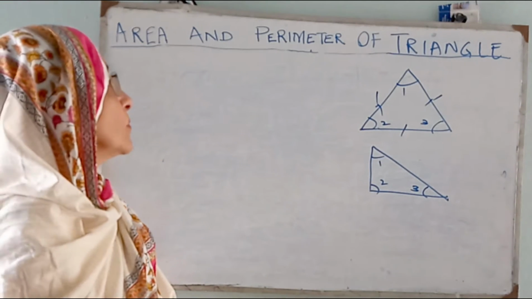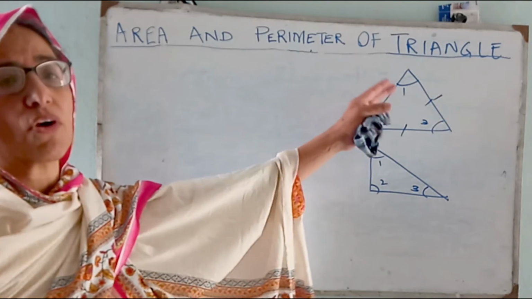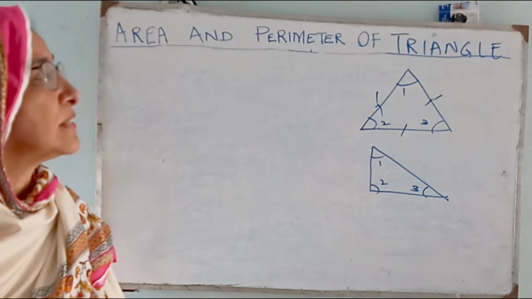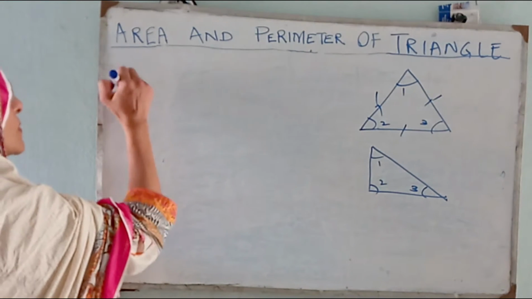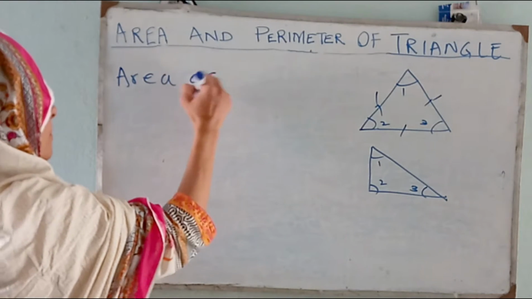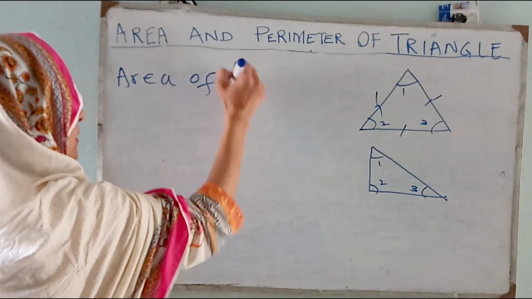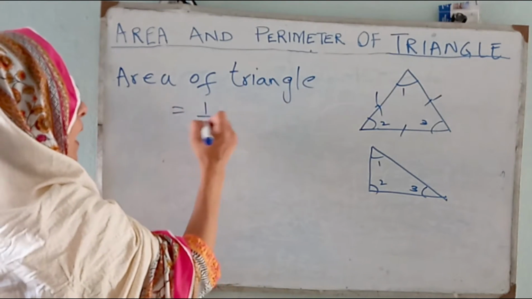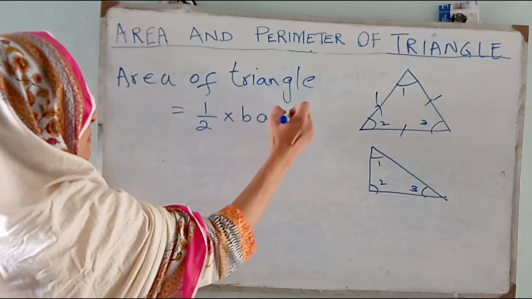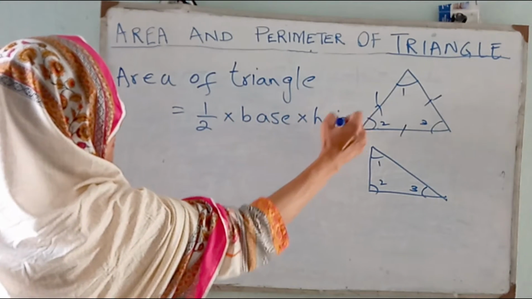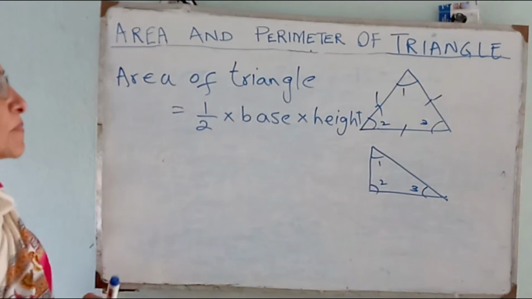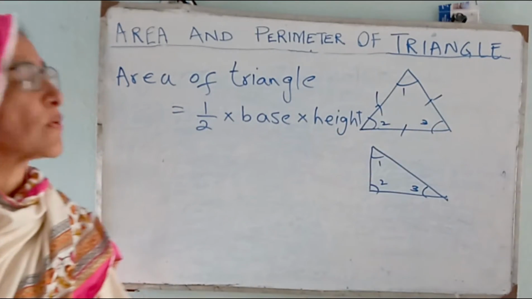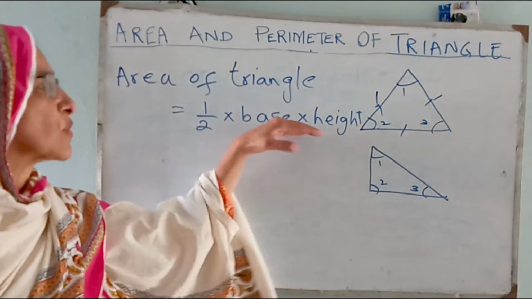And now we are going to talk about the area and perimeter of a triangle. When we talk about the area of a triangle, the formula for the area of a triangle is: area of a triangle is equal to half base multiplied by height. Right? Base means this distance, the distance on which the shape is standing. This is called the base.